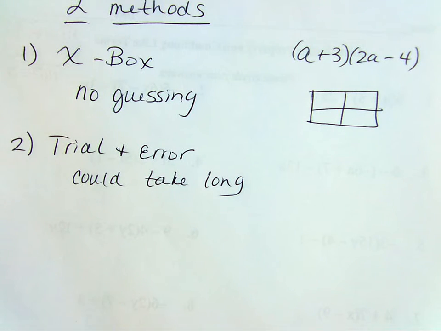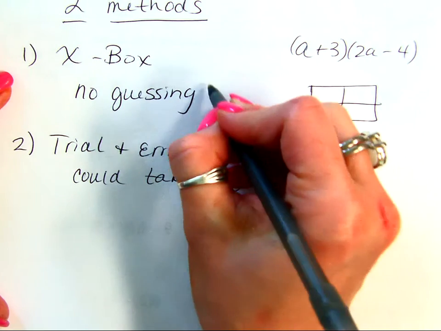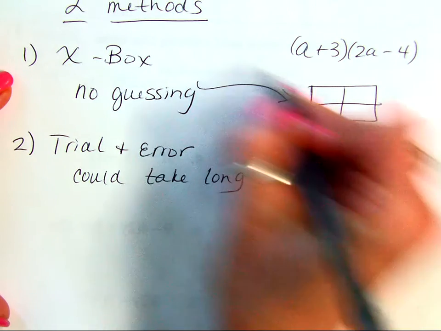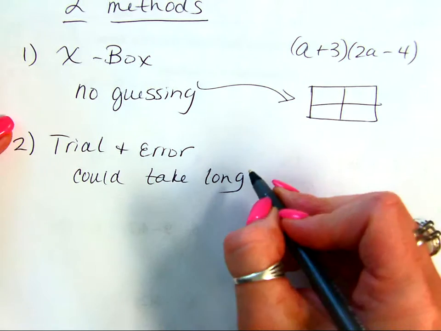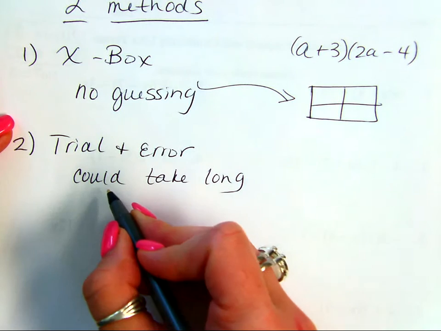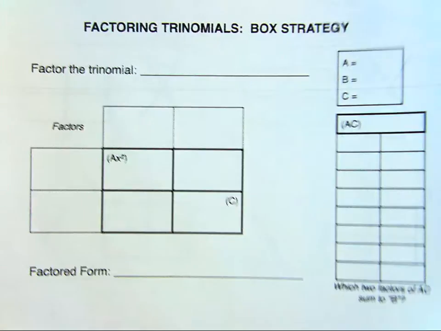My guess is, for those of you who boxed it out, you're going to like the X box because you're still working with that box. For those of you who did the double distribute, trial and error goes with double distribute. So they kind of go together. So let's get to what this X box crazy thing looks like.